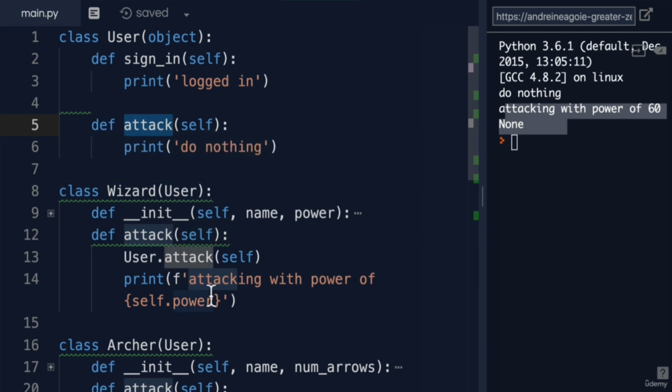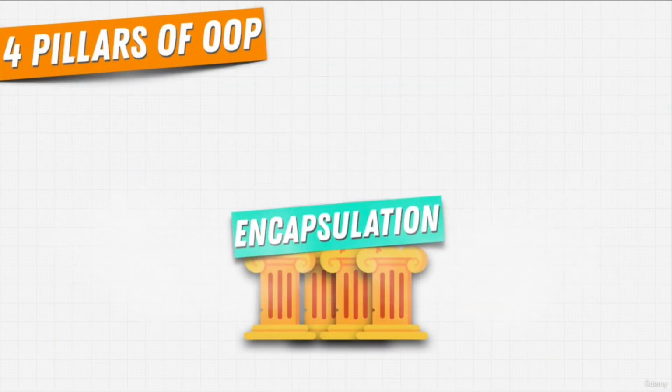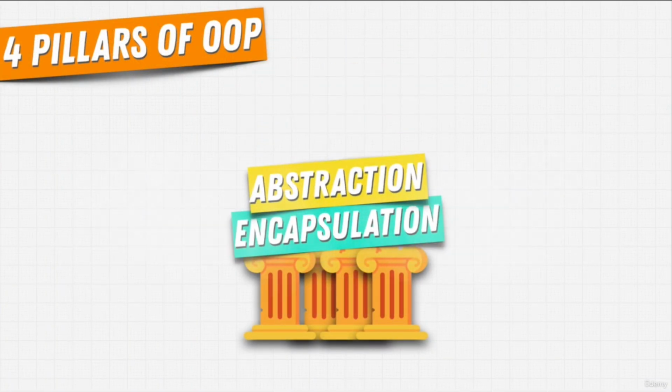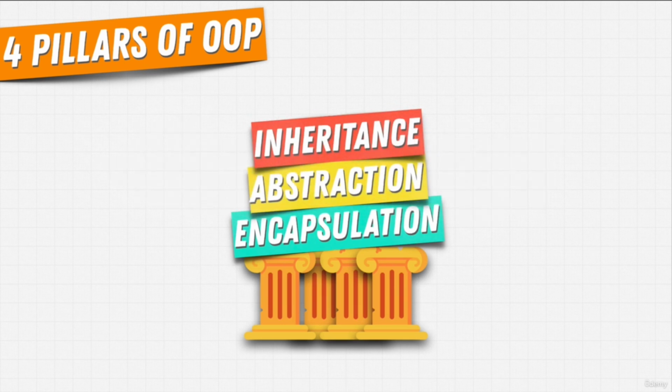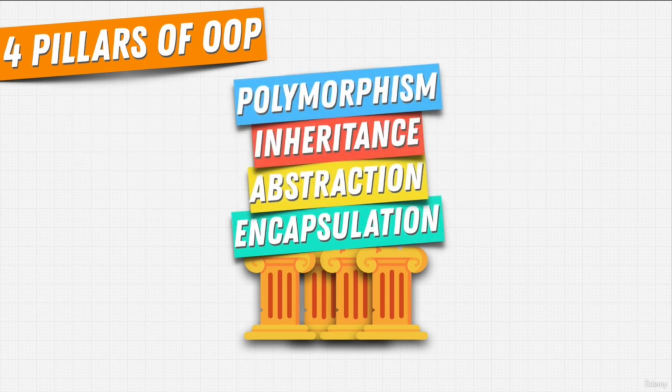So there you have it, the 4 pillars of OOP. Encapsulation, abstraction, inheritance, and then finally polymorphism. Now, no amount of videos or books are going to teach you exactly when to use what.